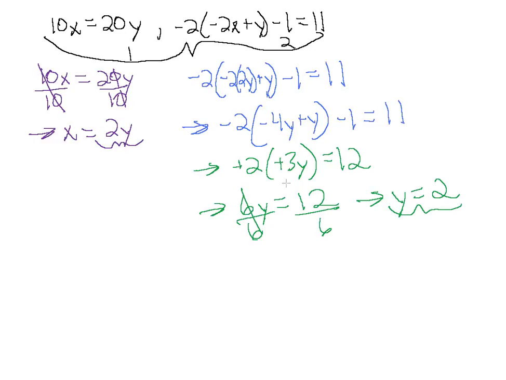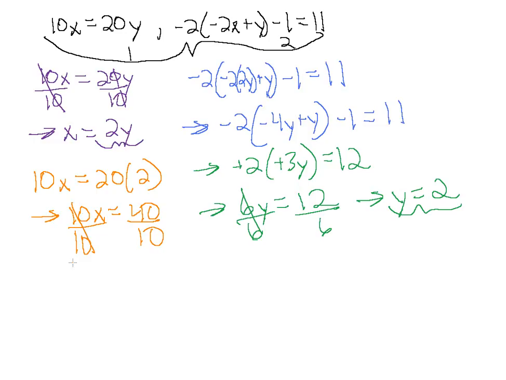We can plug that in. We can plug that into either equation, but again, this one looks fairly friendly. So we have 10x equals 20 times y, which is 2. That'll give us 10x equals 20 times 2, which is 40. Let's divide both sides by 10 to isolate our variable x. These two zeros will cancel. So we have x equals 4.